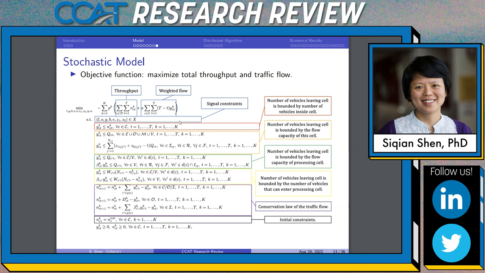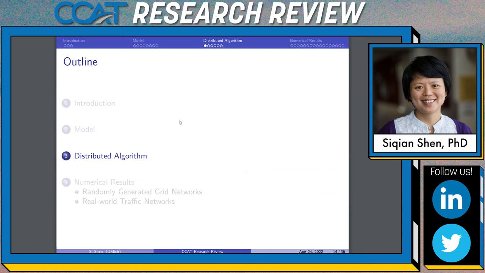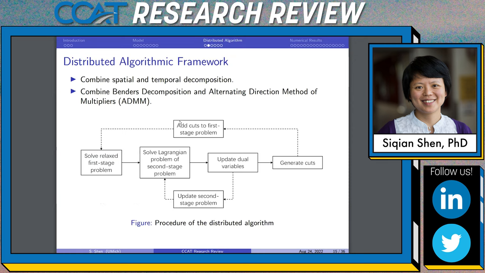And this is exactly what we're going to do, but still that's not enough. You will see the computational time comparison later. So we will need to do something smarter, and we need to use this distributed algorithm to do it.